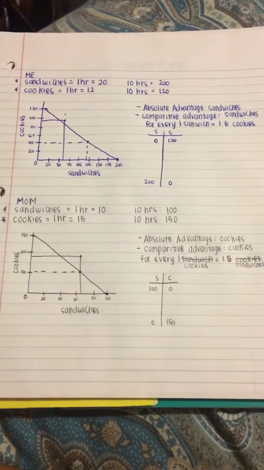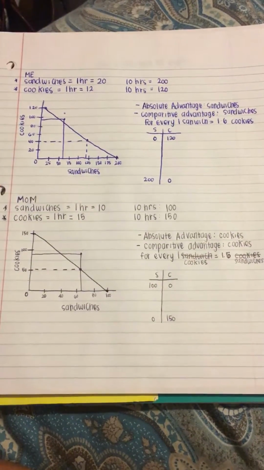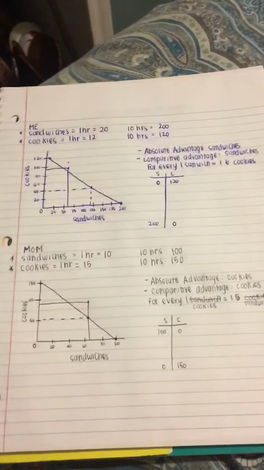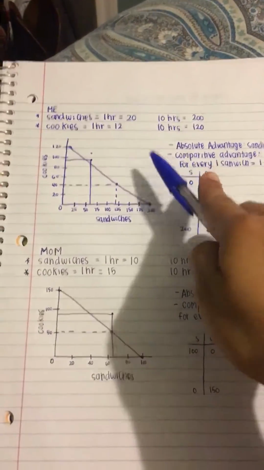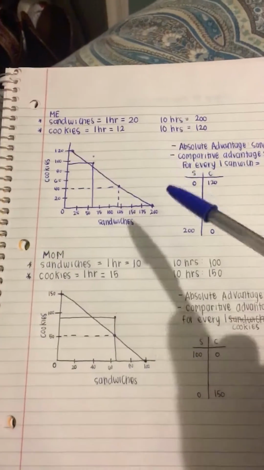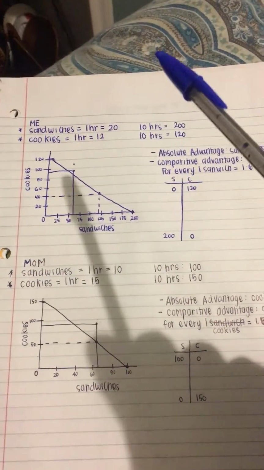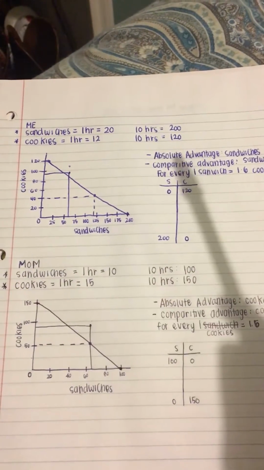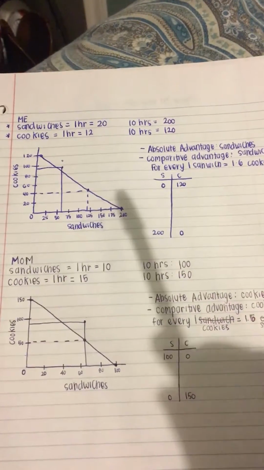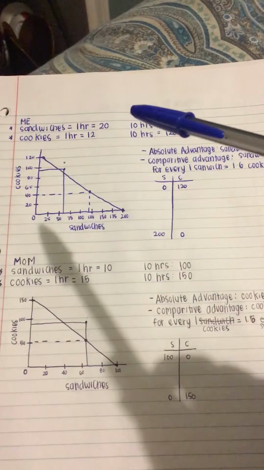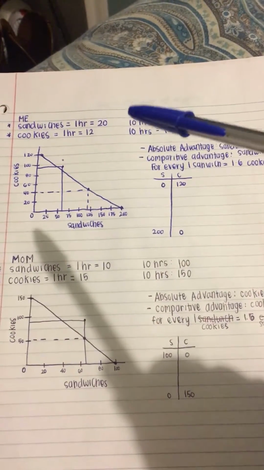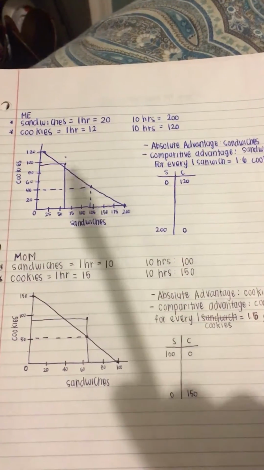My name's Aurelia Lopez, and for my two goods that I chose for my PPF line was sandwiches and cookies. This is my graph, and then this is my mom's graph. And in order to make the sandwiches, I would need to use bread, lettuce, cheese, tomatoes, and turkey. And for the cookies, I would use baking soda, flour, and chocolate chips, and whatever else would be needed for that.